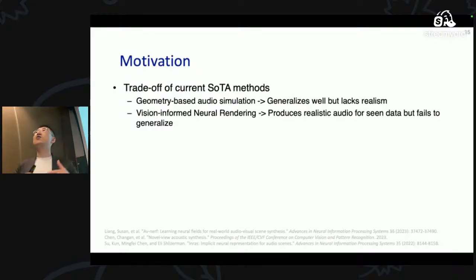In general, there are two lines of methods. Our AV-NeRF is from the second one. So this is a vision-informed neural rendering. It produces realistic audio for those scene data, but fails to generalize. So for a given scene, you need a lot of sampling in order to train a good, realistic environment, because all it does is interpolate the existing camera trajectory.